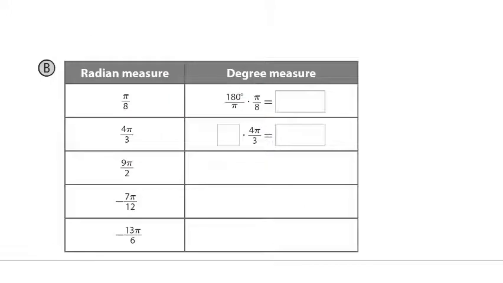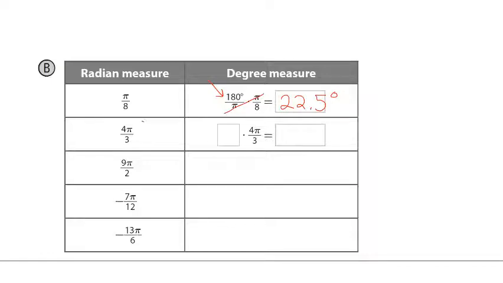All right, now we're going in the opposite direction. So we have radians and we're trying to get to degrees. So we're going to multiply by 180 over pi. So if you notice, when I multiply here, my pi's cancel. So 180 divided by 8, put it in the calculator. It should simplify nicely. And you should get 22.5 degrees.